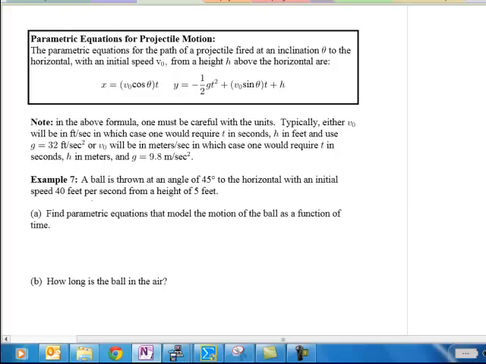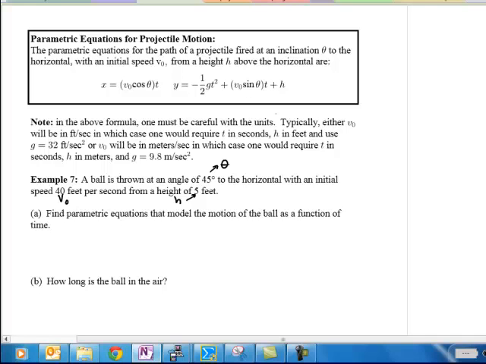So let's take a look at example 7. A ball is thrown at an angle of 45 degrees, so that's our theta, to the horizontal with an initial speed, which is our initial velocity, 40 feet per second. So that's one of those that we can use right away. And from a height of 5 feet, so that's our h.